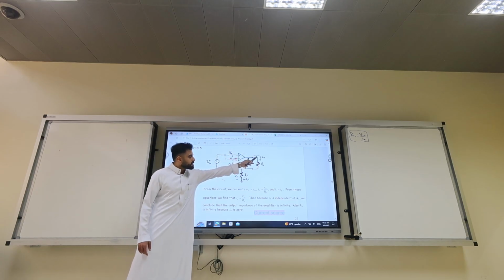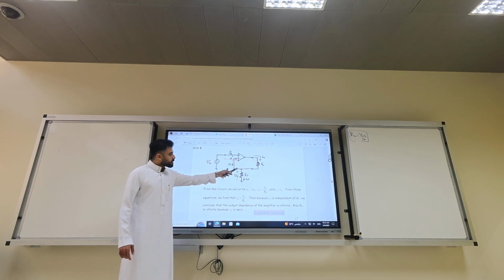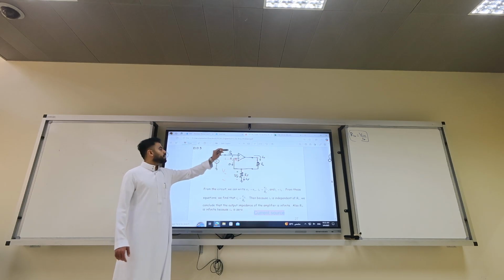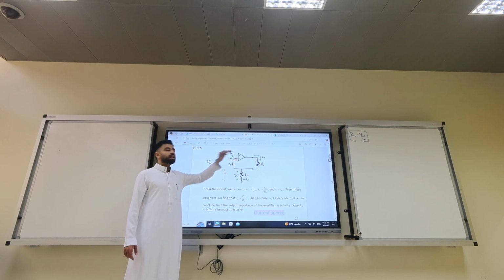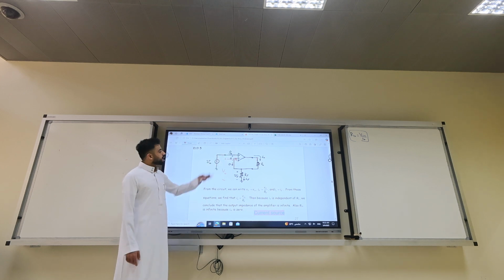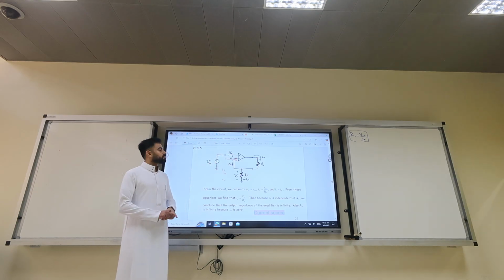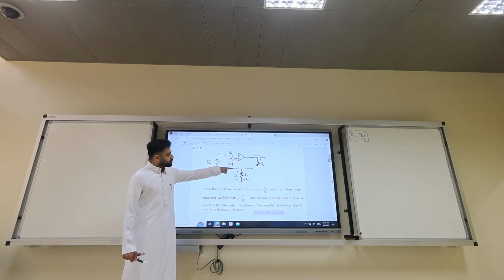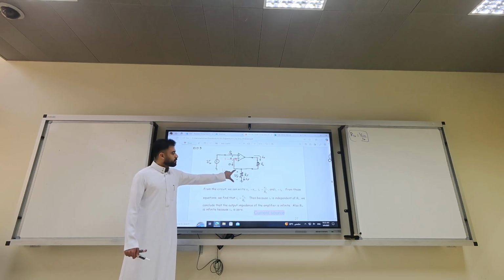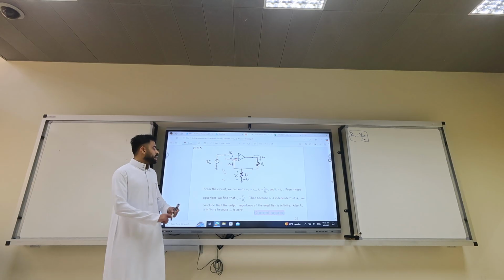We do have something from the output that goes back to the negative input. Because of the negative feedback, V positive equals V negative. Then you have to see, can I know V positive? Yes, it's V input. Then it implies V negative is what? 0. Because V negative is 0, the voltage drop Vf equals V input. Again, Vf equals V input.